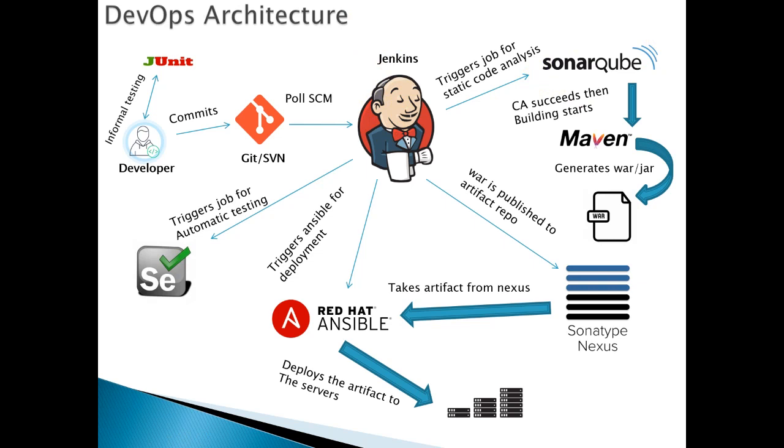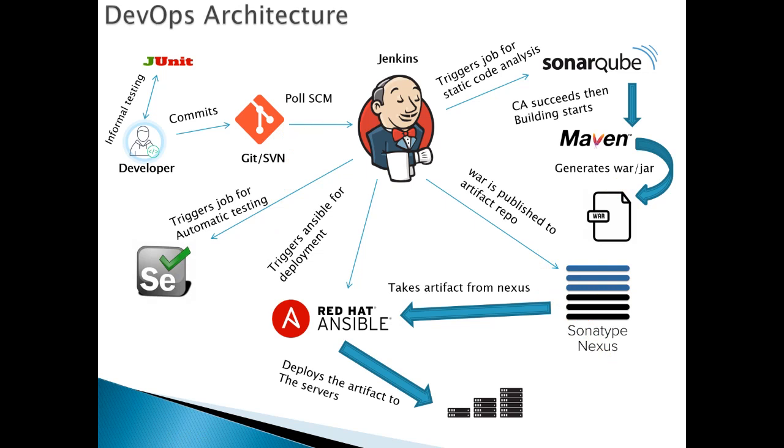Then using Maven, I am generating a war or a jar file. Okay, this is that package, that artifact I told you about. After that, we will deploy this artifact into an artifact repository. Just like we have a source code repository, similarly we will have an artifact repository. The war is getting deployed to the artifact repository, not to our servers, because our final code should be deployed to the servers.